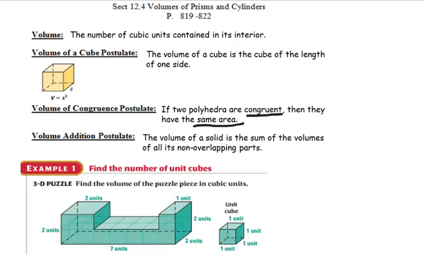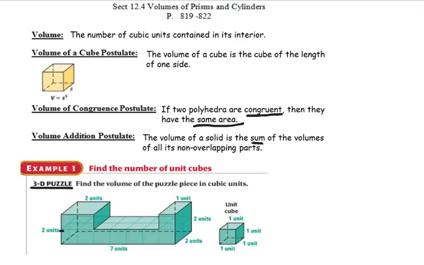Okay. The volume addition postulate says the volume of a solid is the sum of the volumes of all its non-overlapping parts. So just like when we had composite figures, we could break them up into manageable pieces that we could find the area of. Well, we're going to do the same thing with volume, if we break it up into parts that don't overlap. So if you look at the 3D puzzle here on example 1, if we want to find the volume of this, we can break it up into chunks that we can find the volume of.